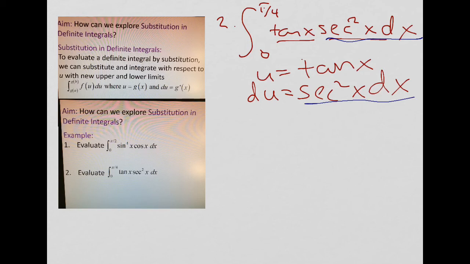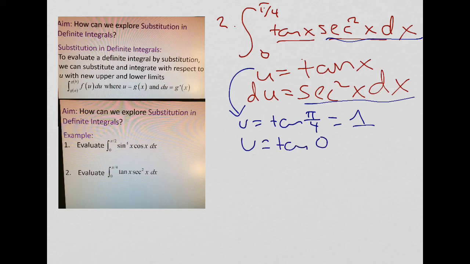So let's continue with what we're doing with definite integrals. If u is tangent of x and my upper limit of integration is pi over 4, if I plug that in, I have a value of 1 for my new upper limit of integration. My lower limit of integration, x was 0. So if I plug that in, my new lower limit of integration is u equals 0. That actually didn't change.